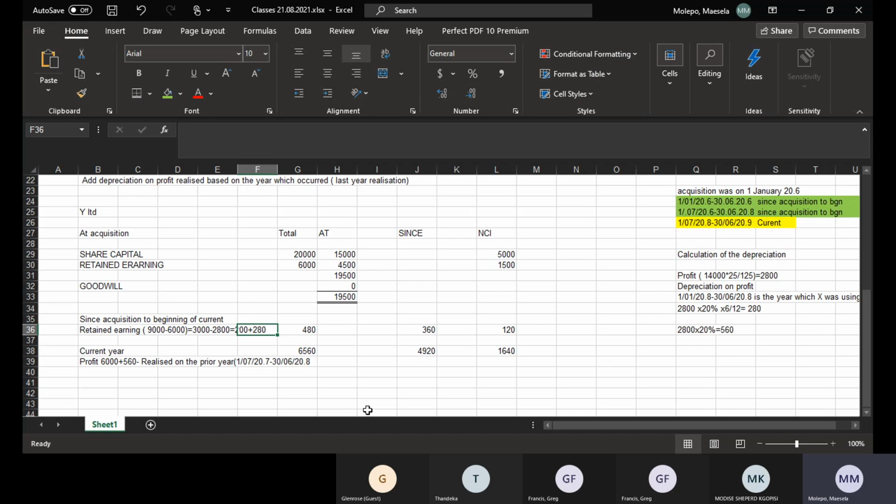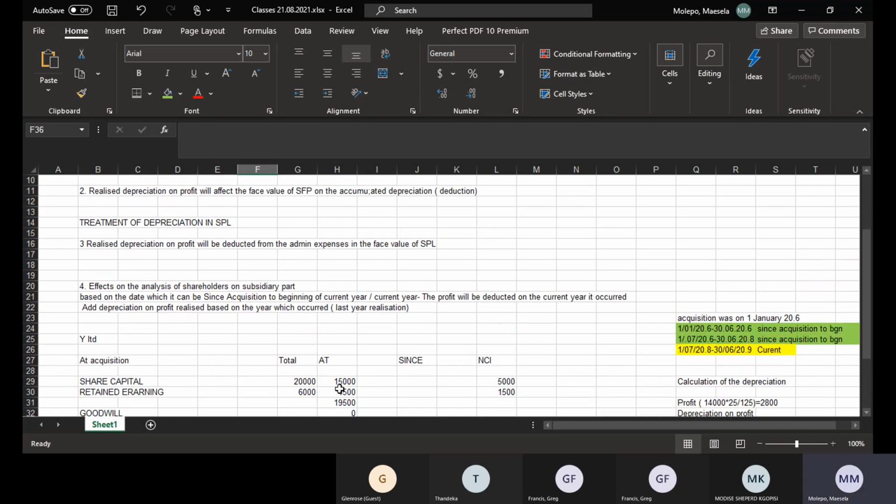Then we add it to the share capital. Then we arrive at the 85,280. So that's how the treatment of the situation where the subsidiary is selling a depreciable item to the parent. The main impact will be more on the analysis of the shareholders of the subsidiary.